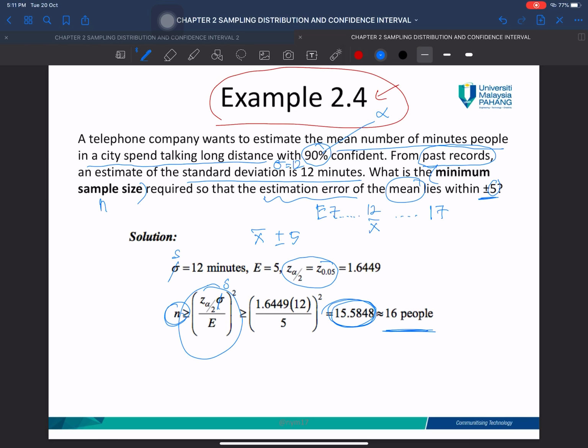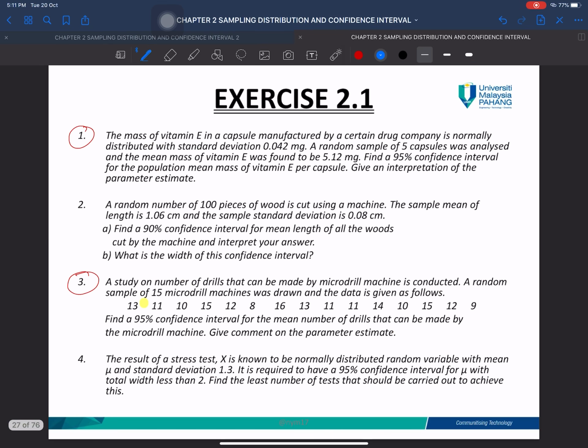Okay, so you can try exercise number 4 here, for the n, because we need the number of tests here is a n.